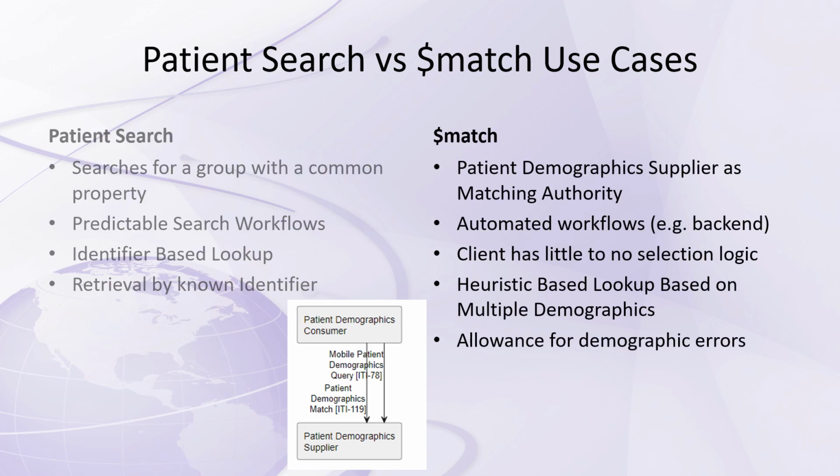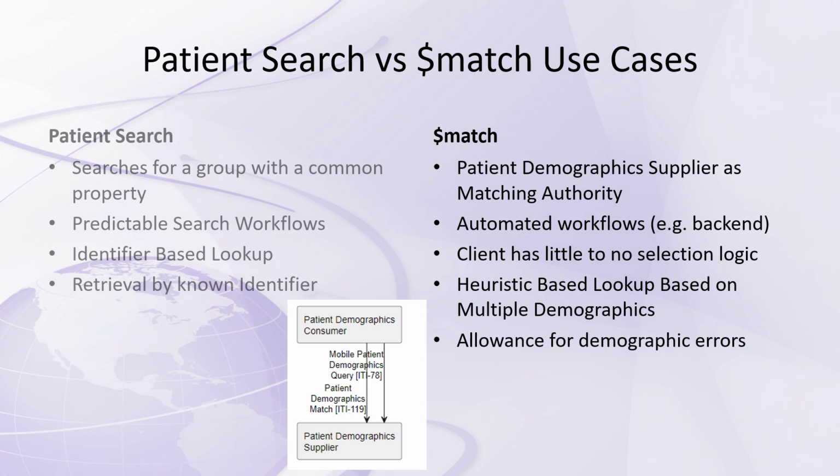In contrast, $match works better when the patient demographics supplier, or FHIR server, should be the matching authority. This is often the case in automated workflows, such as the case of business-to-business services accessing a patient's record without human involvement. In this case, the patient demographics supplier is in the best position to make the matching determination, since it is the one with access to the full set of potential matching patients.